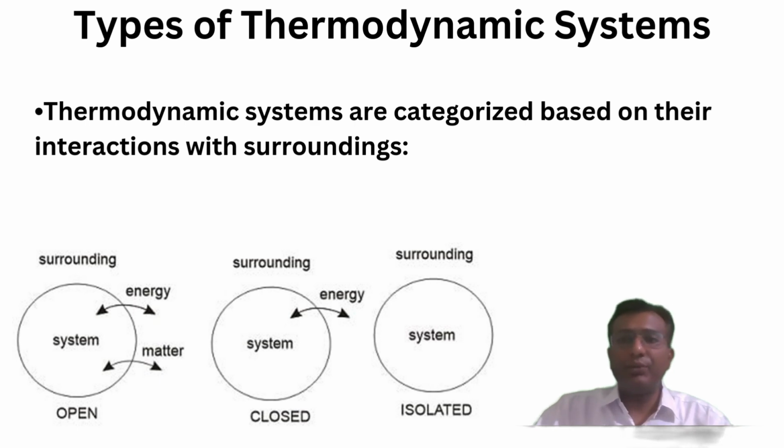Now, these systems are grouped based on how they interact with their surroundings, and understanding these classifications helps in analyzing various energy transformations. The three types of thermodynamic systems are the open system, closed system, and isolated system. An open system exchanges both matter and energy with its surroundings. In a closed system, only energy is exchanged, and in an isolated system, neither energy nor matter. Now let's explore each of these types with real-world automobile examples.